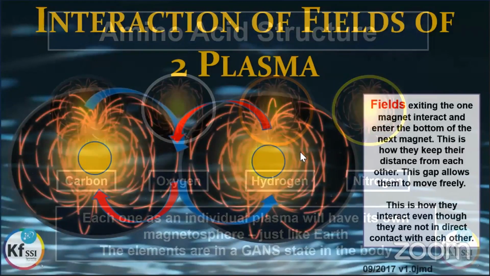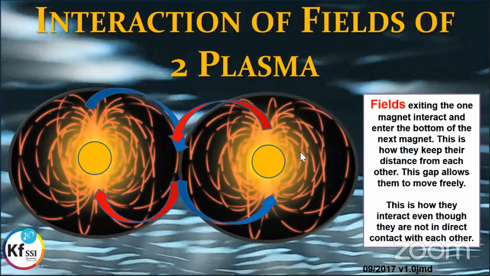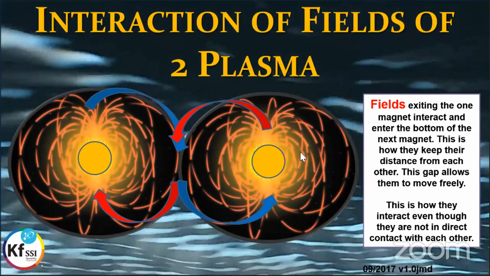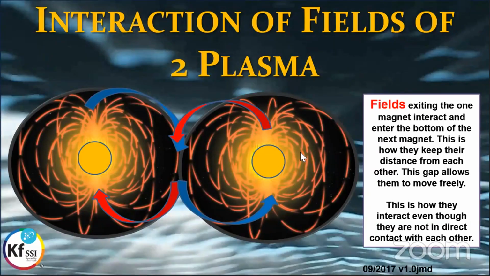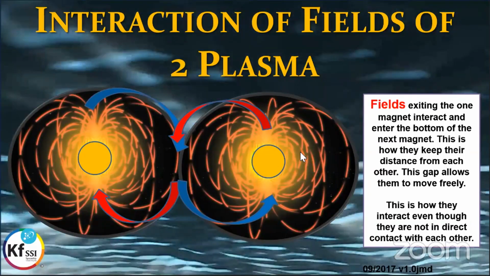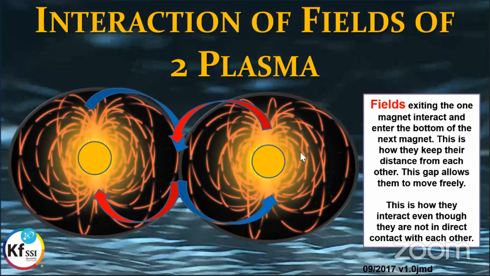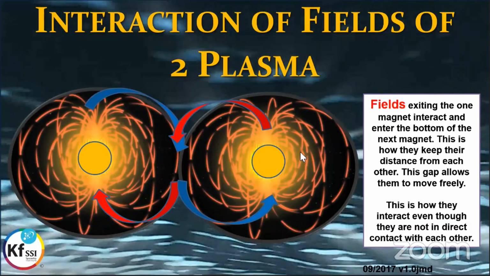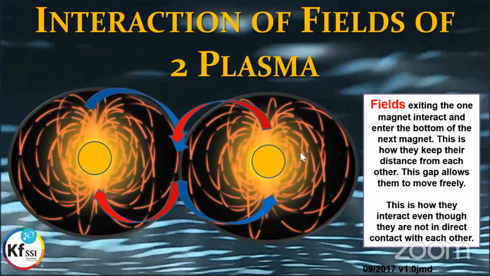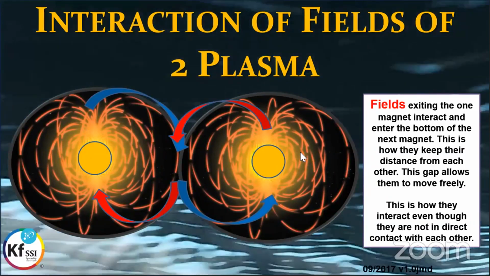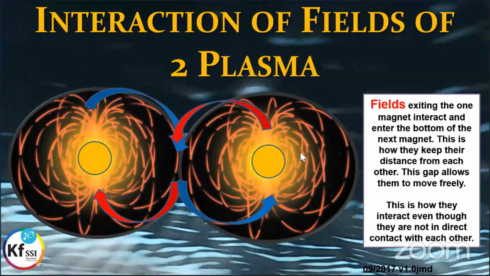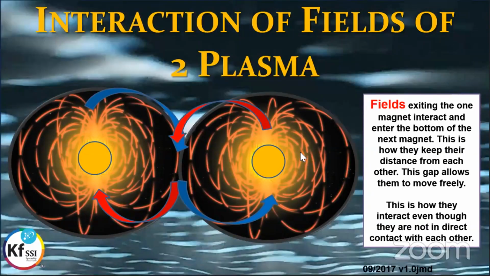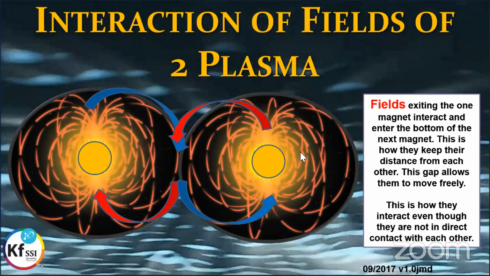As a review from last year, when we look at the interaction of two plasmas with the fields, it's essentially the fields exiting the one magnet, if you want to call the magnets plasmas, and entering the bottom of the next one. This is how they keep their distance from each other. You have the one flowing out into the bottom of the other, and this flow interaction between the two, depending on the strength of either one, means they keep a certain distance between each other.